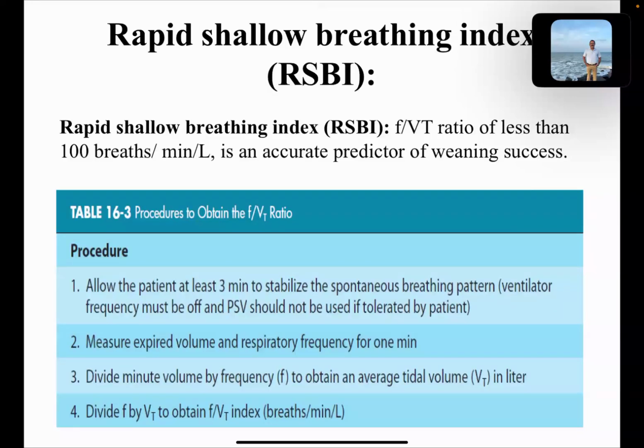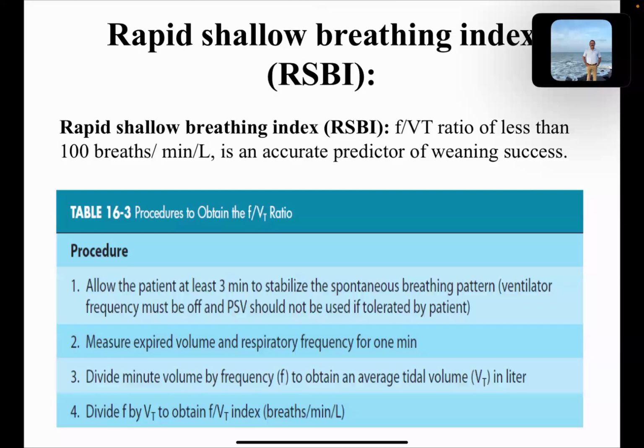This is one important parameter I wanted to highlight: the rapid shallow breathing index, or RSBI. There is a calculator also. Today only I was searching. Some calculator is present on your mobile also. You can keep RSBI. RSBI is basically the ratio of respiratory rate by tidal volume. If it is less than 100, then it is a very good predictor that the patient can be successfully weaned off.